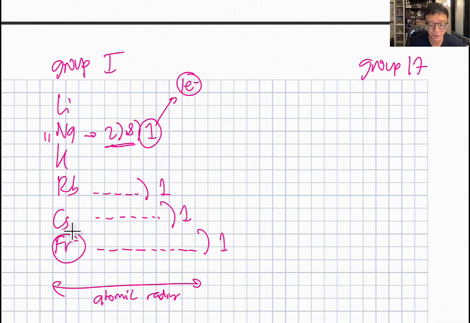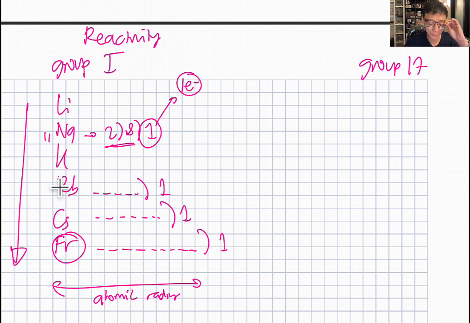Therefore, francium is actually the most reactive in group 1, meaning that group 1 reactivity increases as you go down. Fr here is the most reactive metal in group 1.